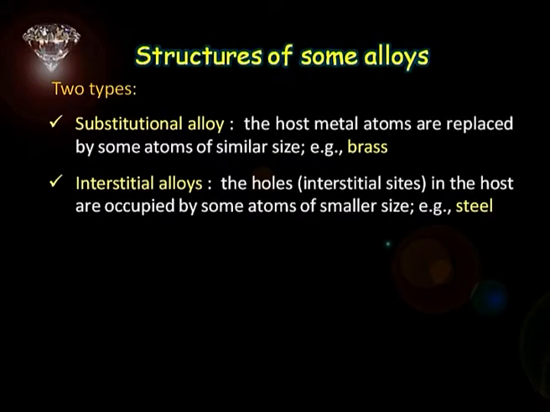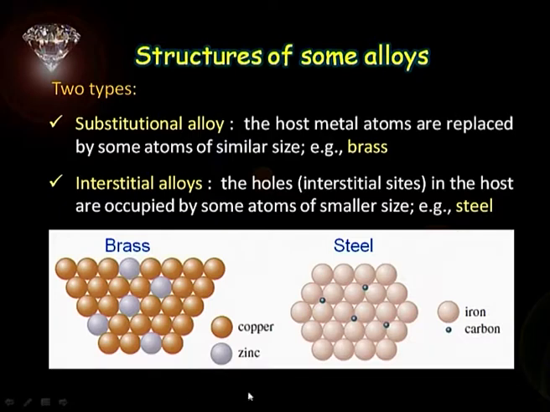Say, an example is brass. And the second kind is the interstitial alloy. In this case the host element or the metal has a nicely packed structure, and there are small voids, interstitial spaces, wherein the guest atoms come and sit, and the typical example is your steel. So, this is brass.